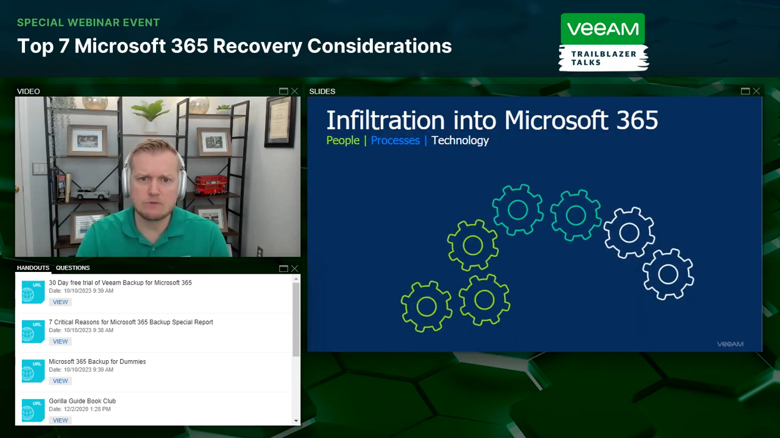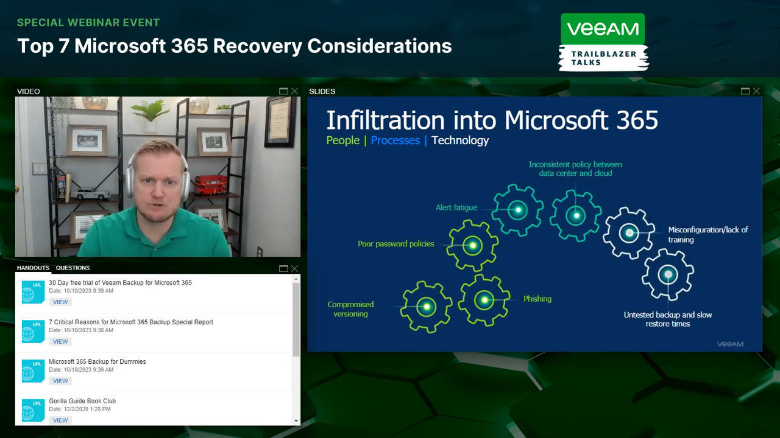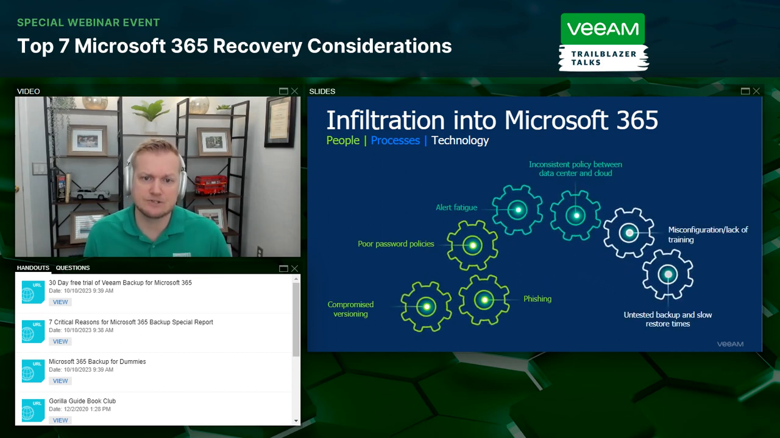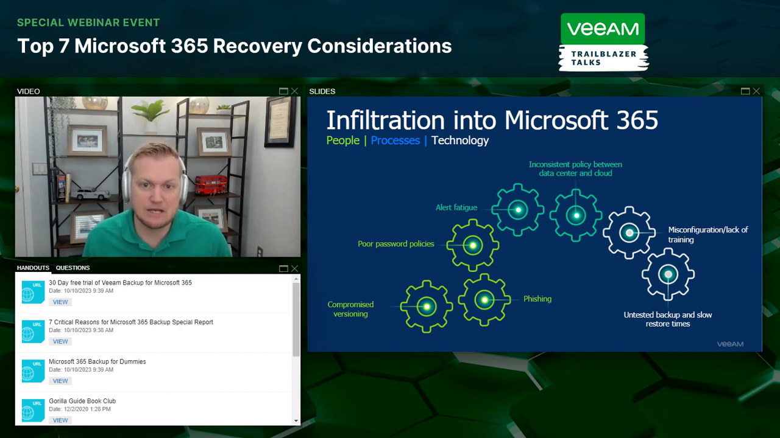So it's clear that when it comes to infiltration into Microsoft 365, there's really three pillars, and these really act as a link in the chain. And if one of these links is broken within that chain, that's where we get into trouble in terms of data loss happening or becoming a victim of ransomware. So we've got people, processes, and tech, right?